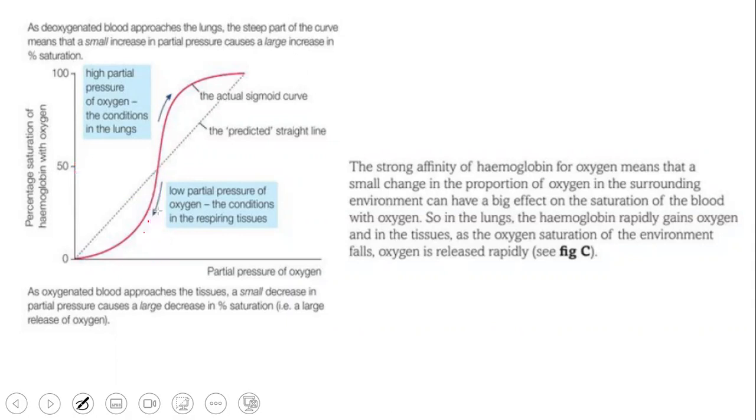We want that when we are at the lungs, even a small increase in the partial pressure, even a small increase in oxygen, will mean that the hemoglobin is going to grab as much oxygen as possible and become saturated. And when it goes to the respiring tissue where we need the oxygen, even if there is a little bit of decrease, even less oxygen, it will quickly give away the oxygen so that the tissue can get the oxygen. So this is what we get from this particular graph.